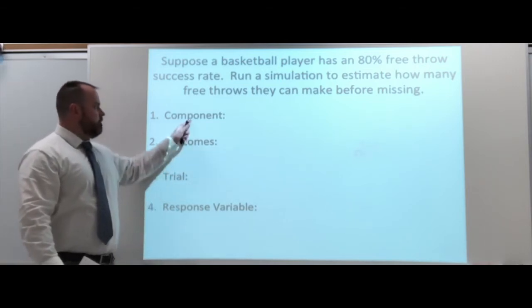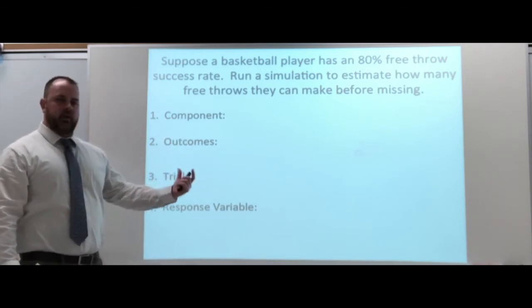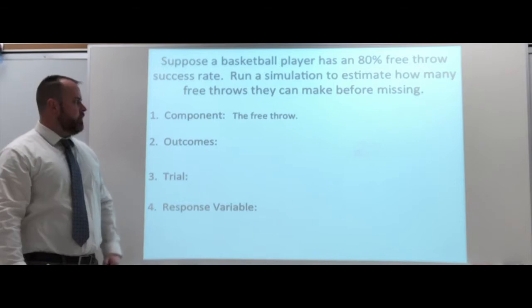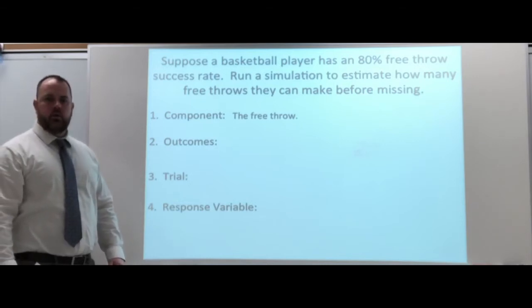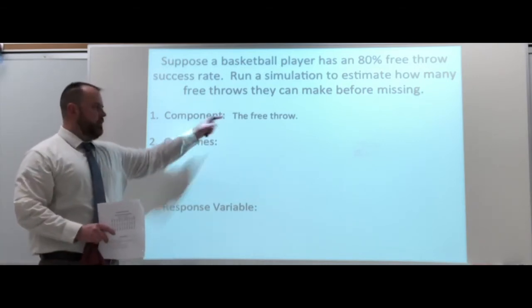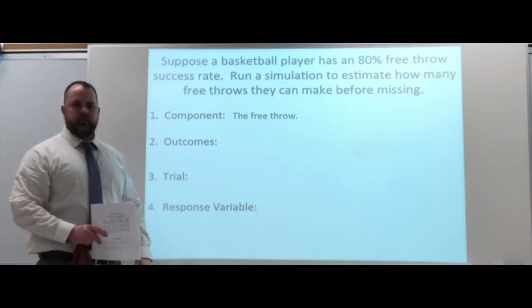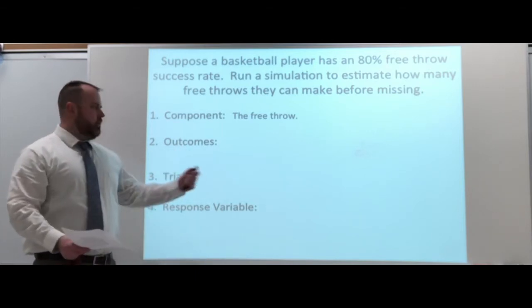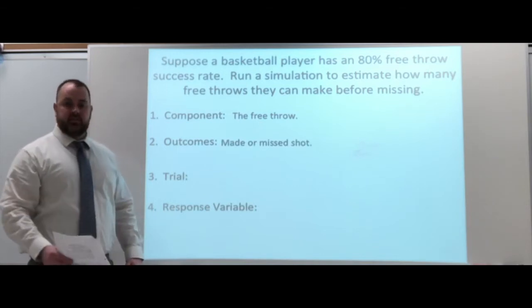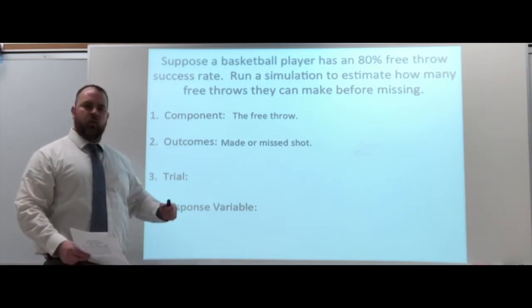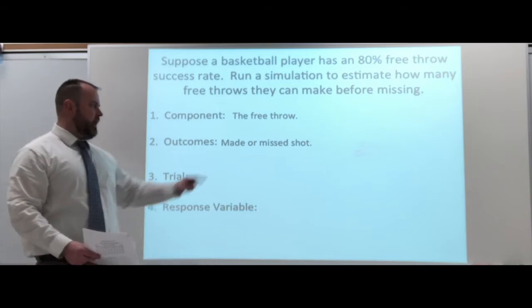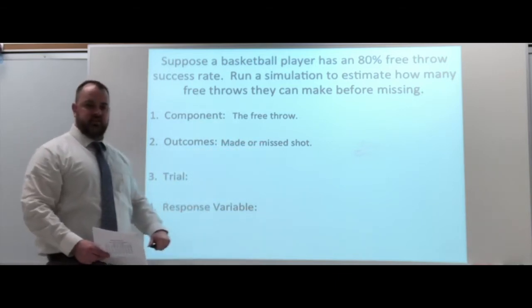The component is what every number is going to represent, and each number represents one free throw. So if one number comes up, that's a shot he took. The outcome of that is that he shoots a basket: you either made it or you missed the shot. Each number has that one possible outcome. You either made it or you missed it.